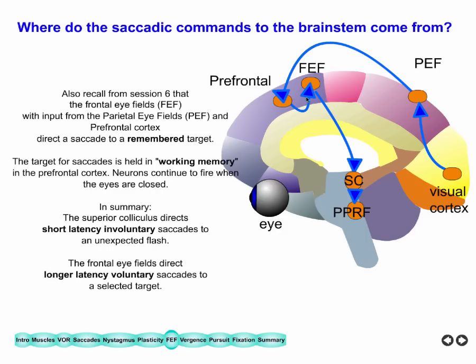So the prefrontal cortex stores working memory. So it's got a map of where everyone is in this room, and when I want to look around at you individually, I remember roughly where you are, and I can make a voluntary saccade. And then I activate the frontal eye fields, and I make these voluntary movements to you. But that signal, too, goes through the superior colliculus and through the PPRF. But of course, it has this longer pathway. It has a longer latency.